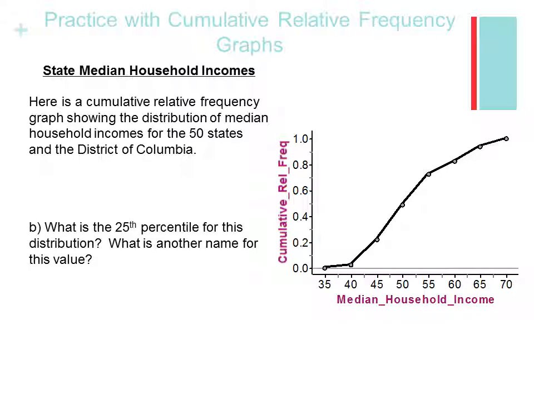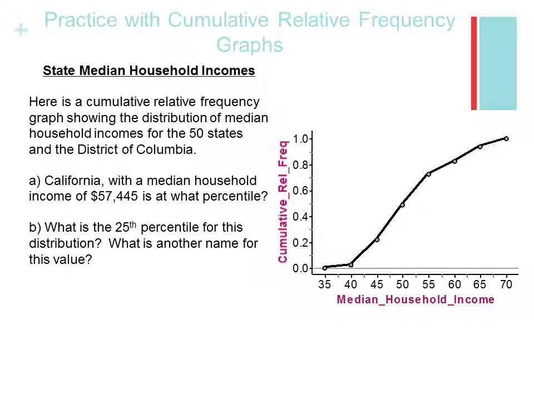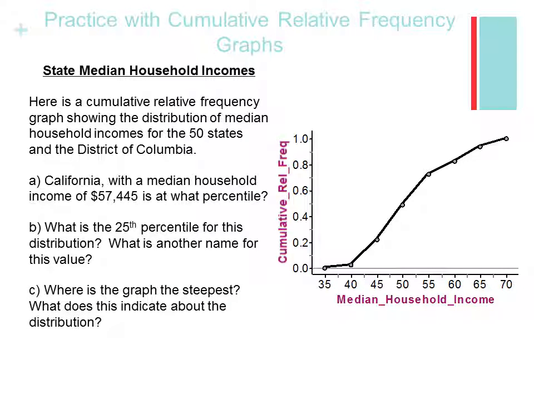Here is a cumulative relative frequency graph showing the distribution of median household incomes for the 50 states and the District of Columbia. The first question I would like you to answer is A, California, with a median household income of 57,445, what is its percentile? B, what's the 20th percentile for this distribution? Think back to Unit 1, what's another name for this value? And where is the graph the steepest, and what does this tell us about the distribution? Take a minute, pause the recording, see if you can answer the questions, and then we'll go over the answers on the next slide.